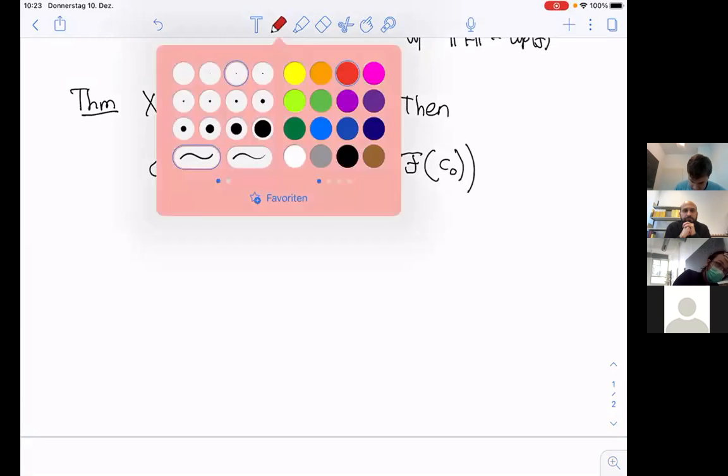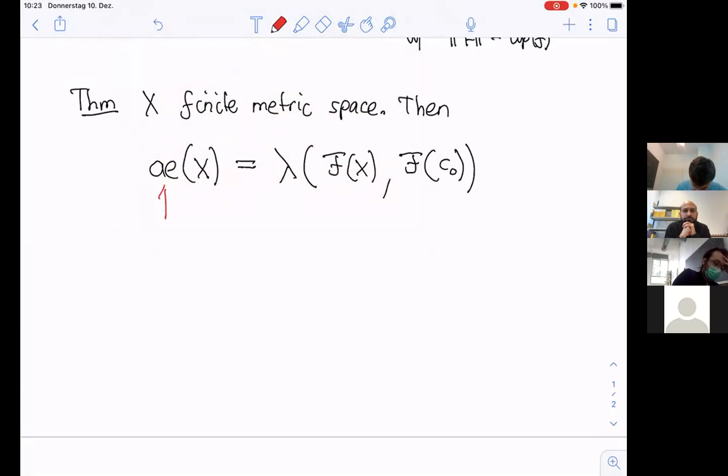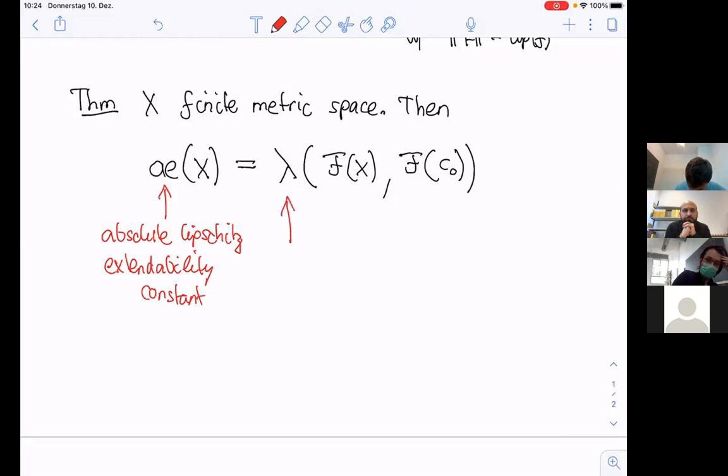Here, this is the absolute Lipschitz extendability constant. And this here will be the projection constant. And as you saw before, this here is the Lipschitz free space.